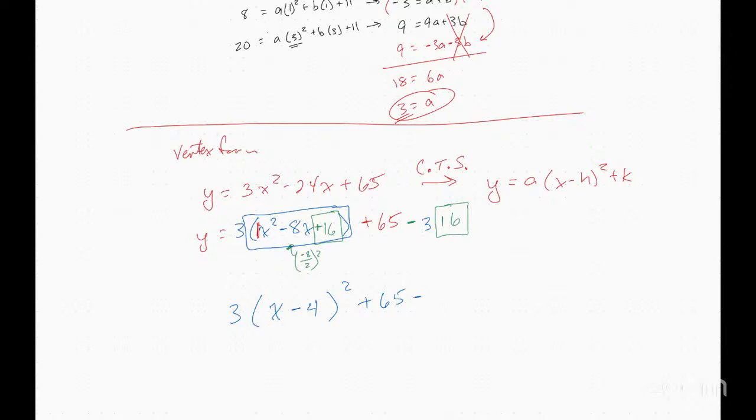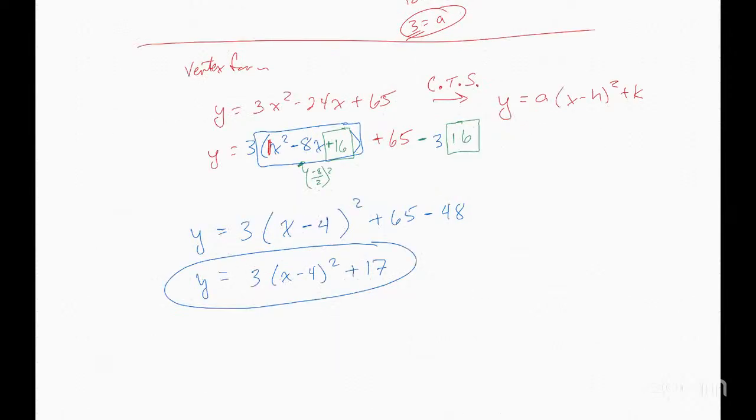So what is 65 minus 48? It's 17. So there is your equation in vertex form. Now what's your vertex? 4, 17. Perfect. And notice your multiplier is still 3.